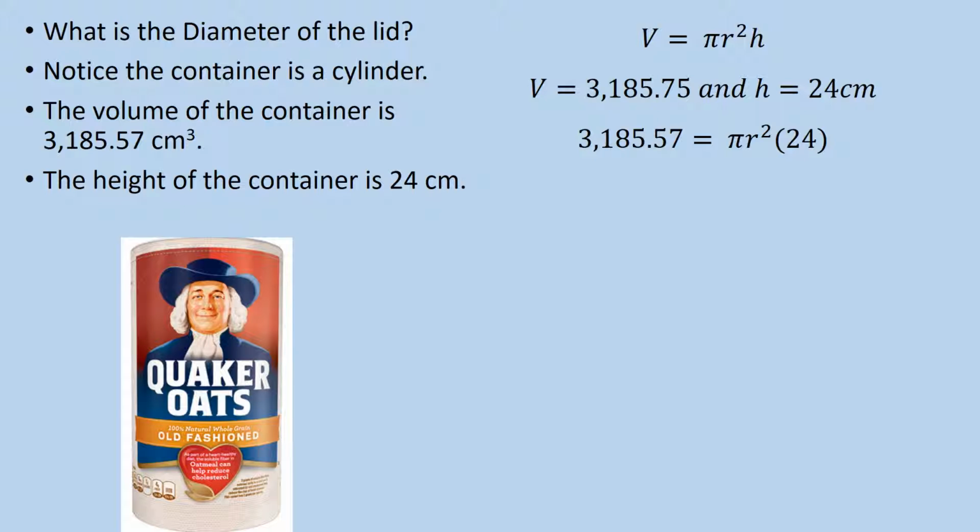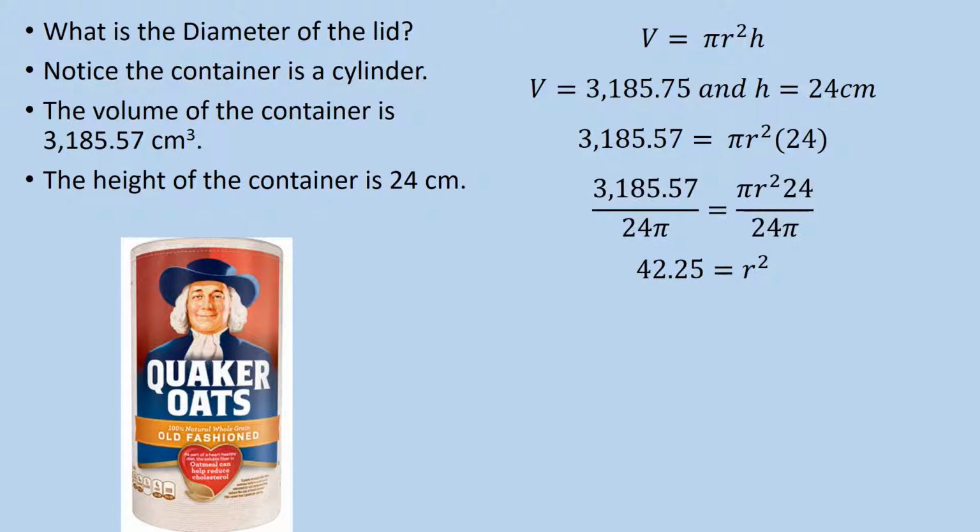Notice where I plugged it in. The 24 goes in for h, and the 3,185.75 goes in for V. What am I going to do first? I'm going to divide both sides by 24 pi. That'll get my radius squared all by itself. Now, I know that the radius squared is 42.25. How do I get rid of a square? Yes, I take the square root.